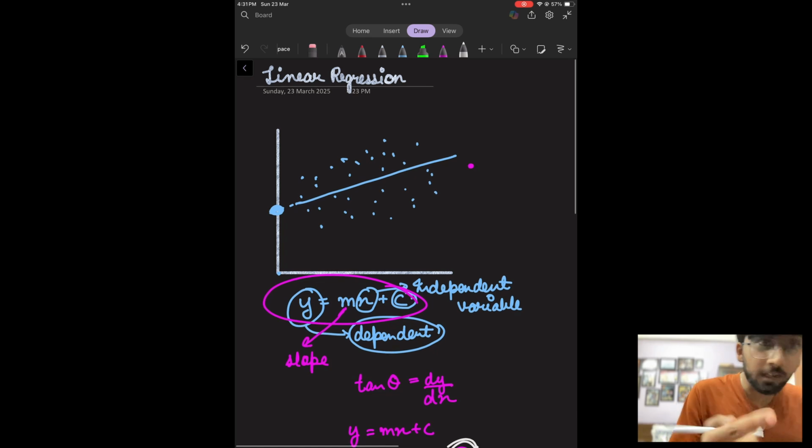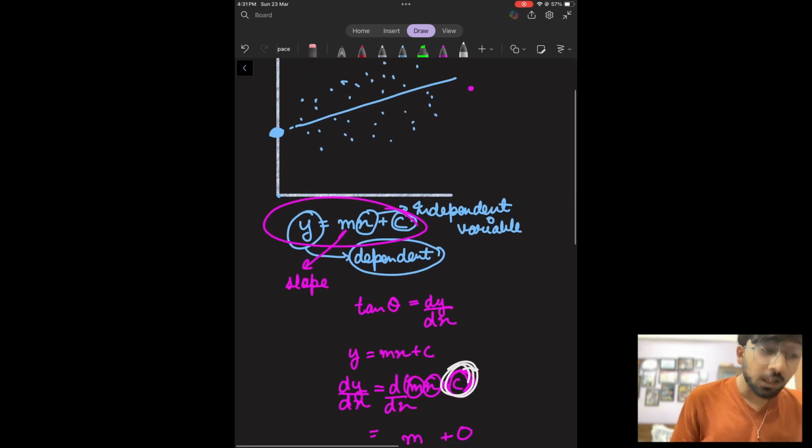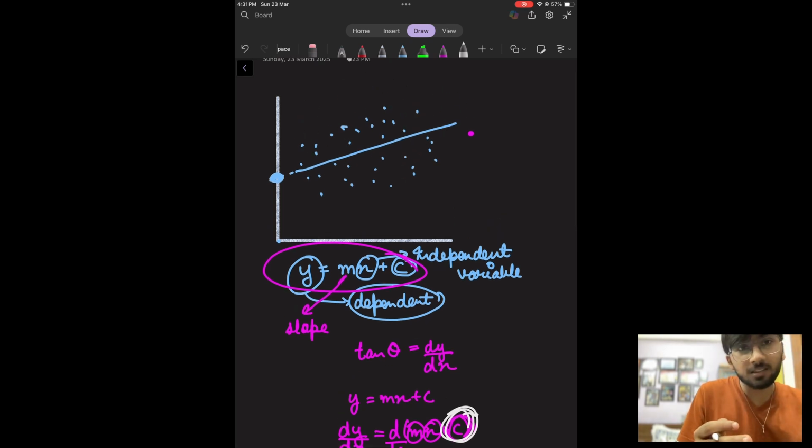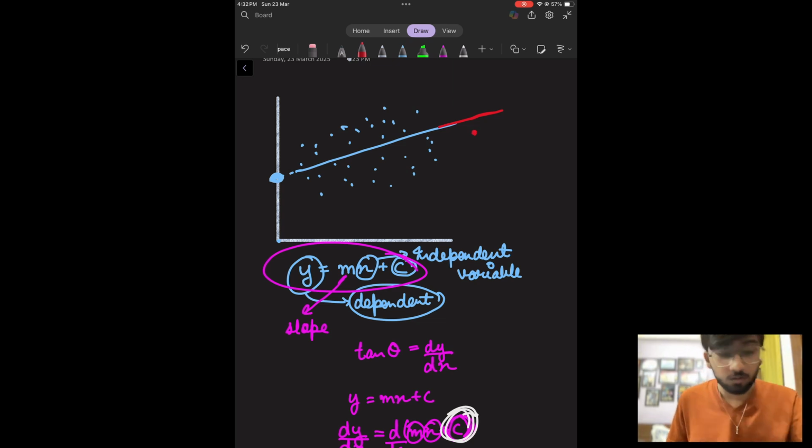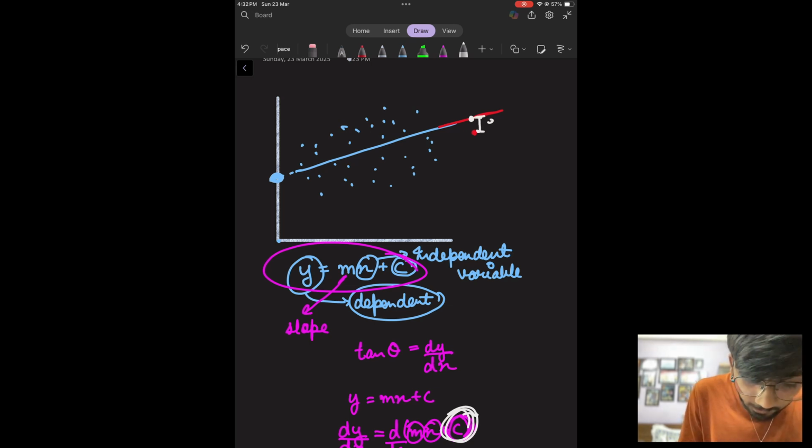And we have the error part, which is not this c, but the error between the predicted value and the original value. Error is nothing but the difference between the predicted value and the original value. So if we extend this line till here, this is our original value which it should have, and the marking on the line with white is our predicted value. So this distance is our error.